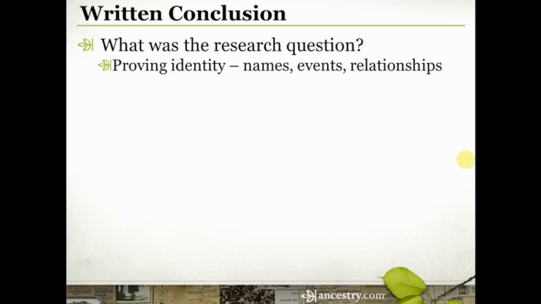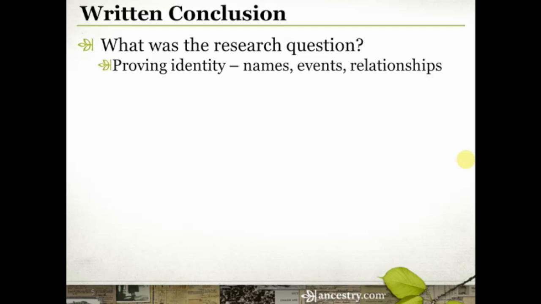What is a conclusion? Well, in order to answer that, it's important to know what your research question was to begin with. In genealogy, what we're always trying to establish is identity. And identity is determined by names, events, and relationships. Those 3 things in concert in a person's life prove the identity of that person. So let me give you an example. I could have someone with the same name, born at the same time, living in the same place. And I could have 2 or 3 of those people, right?